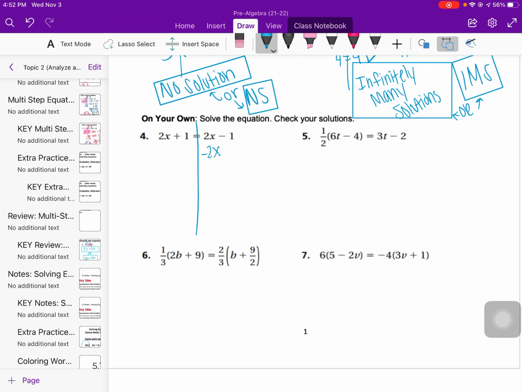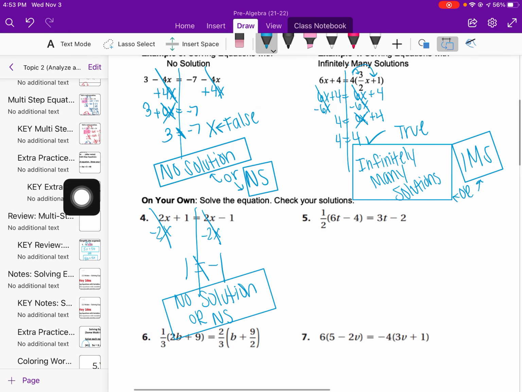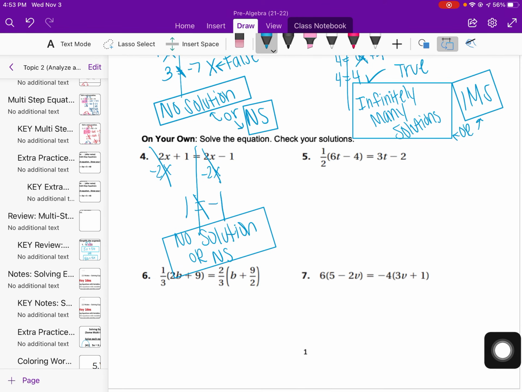So I'm subtracting 2x, they cancel out on both sides. I'm left with 1 equals -1. Well, I'm gonna make that a little bit smaller so I have room to write. That is a false statement, so that is not true. So this is a no solution or NS. I don't care, you can use either one. And you don't have to show like I did up here how it's 0x. You can just do the crossing out like I did there to show that it represents 0.